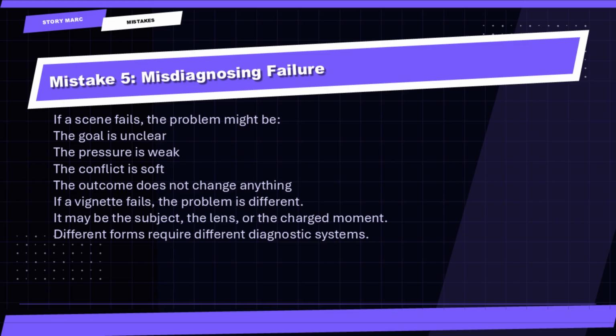5. Misdiagnosing why a passage fails. This is the most practical danger. If a scene fails, the problem might be that the goal is unclear, or the pressure is weak, or the conflict is soft, or outcomes don't change anything. All kinds of options. If a vignette fails, the problem might be with the subject or lens or whatever. There are different diagnostic systems. If you misclassify the piece, you prescribe the wrong fixes.